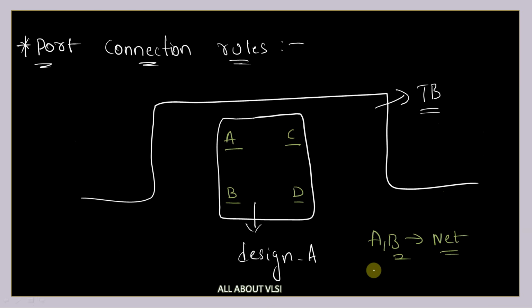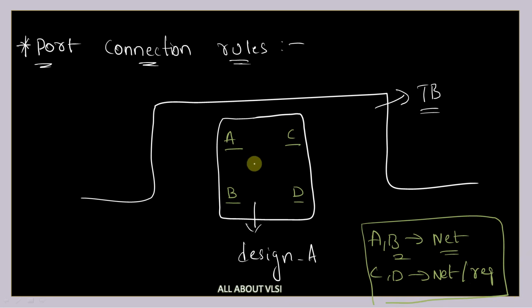So here my C comma D can be of net or can be of reg. This I have written here. Okay. Now I should provide some values to A and B. Who is providing the values to A and B? The test bench is providing the values to A and B.